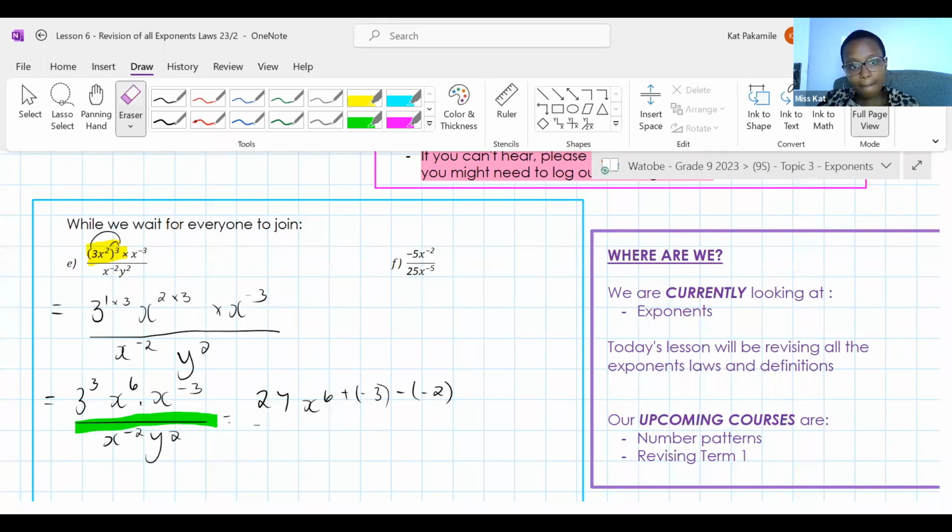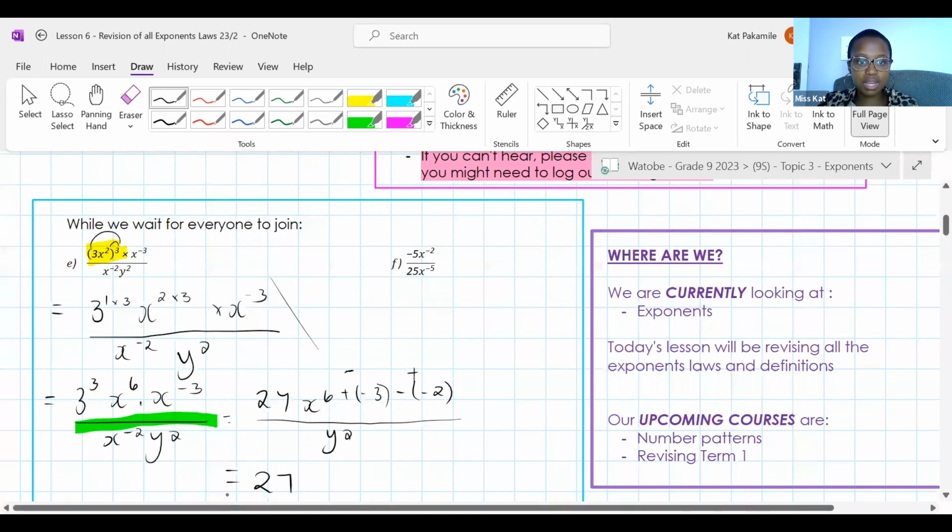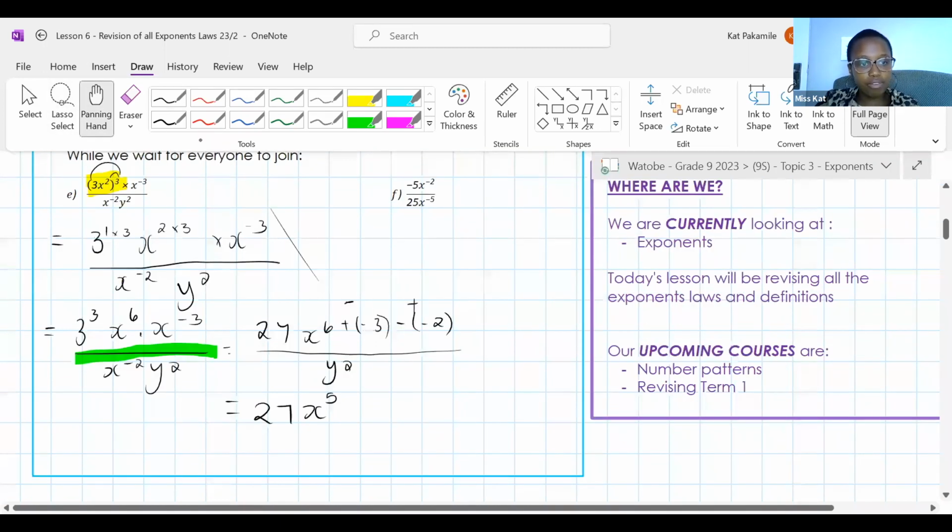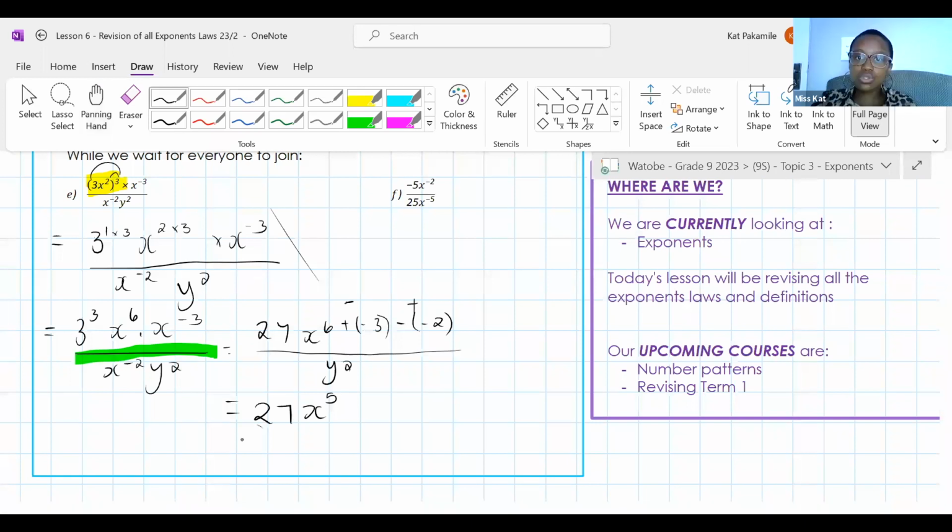Okay. Over y, and that'll give you 27, x to the 6. These two give you a minus, this gives you a plus. So it's 6 minus 3, which would be a 3, plus 2, which is 5. So x to the 5, all over y squared.